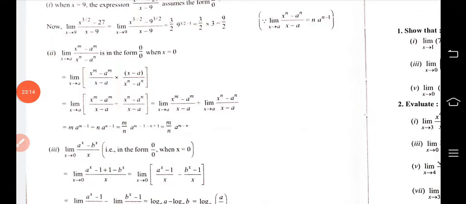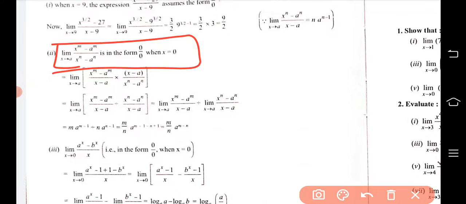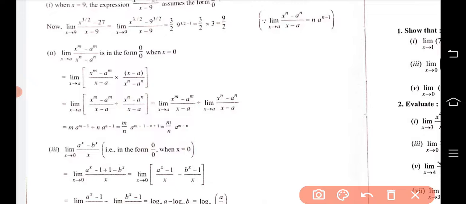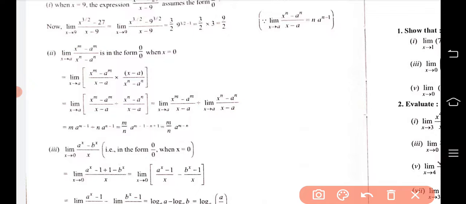Clear? In this way you can get your next problem. The second problem is also given in this notation. If you put the value of x tends to a in this function, then what will happen? X to the power m. So here in place of x, write x tends to a to the power m.